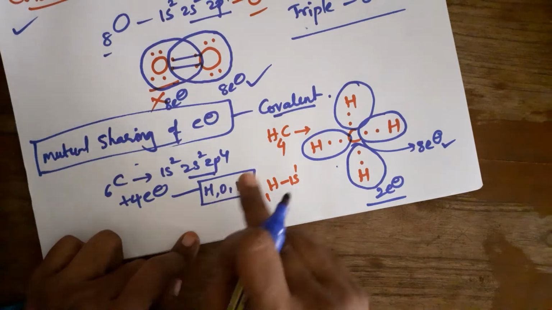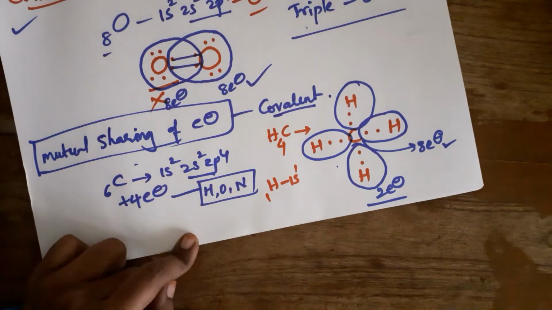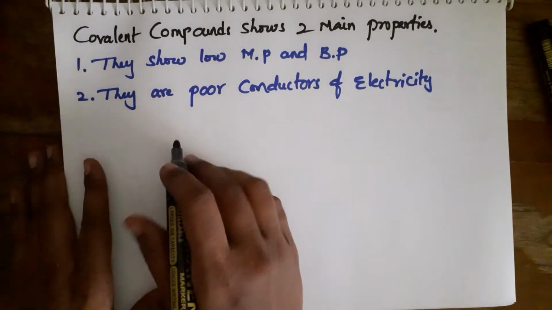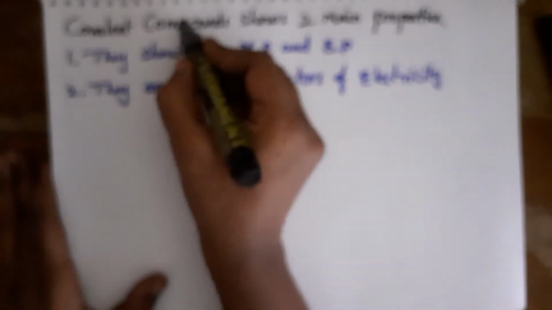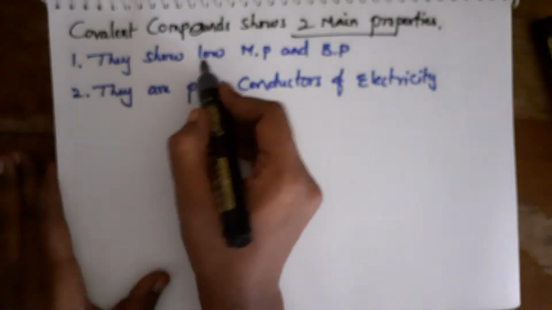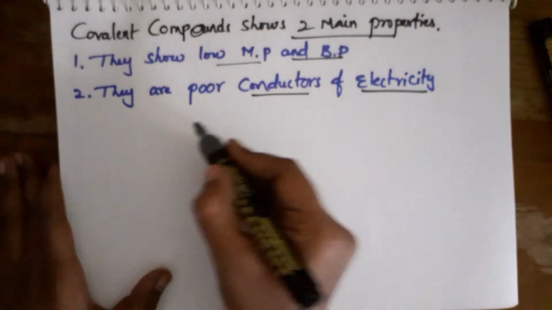So that's why it's showing tetracovalency. It is not involved in ionic bonding, okay. And here two more very important points are there, so note down this one. The covalent compound shows 2 main properties: they show low melting and boiling points, and they are poor conductors of electricity.